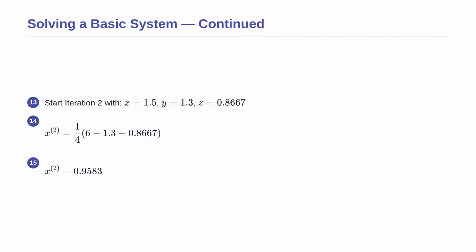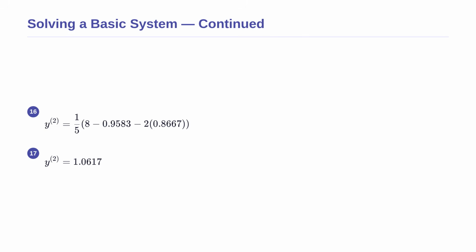To see how the numbers settle down, let us perform a second round of calculations. We will use our results from the end of the first round as our starting point. We use the exact same rearranged equations as before. The strategy remains identical. Plug in the most recent numbers available, calculate a new value, and immediately use that new value in the next equation. We start by updating our first variable again. We substitute the y and z values from the end of round 1 into the formula. This gives us a newly updated x value of 0.9583.